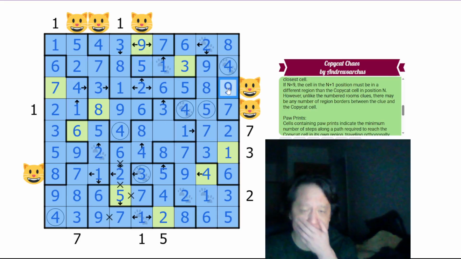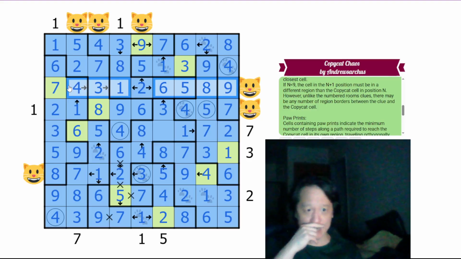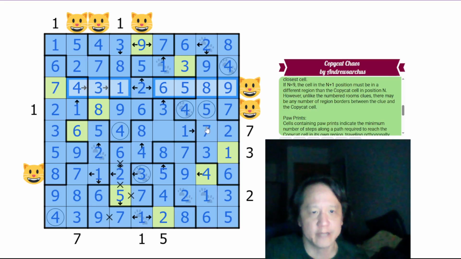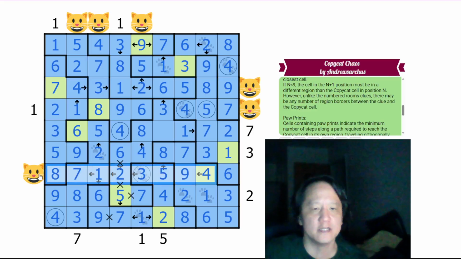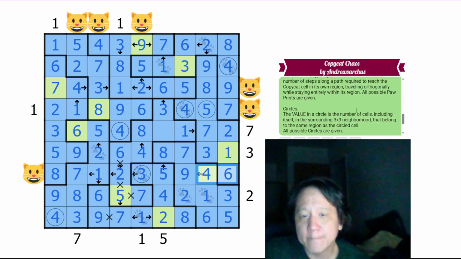This is saying copycat is in cell 9, which it is, and since it's not less than 9, we don't have anything else related to that. This is saying 7 value says copycat cell is in the 7th cell, which it is, and they are different borders. This is 8, which is saying copycat is in the 8th cell, which it is, in which case there is a separate border here. Okay, that's that. Paw prints.